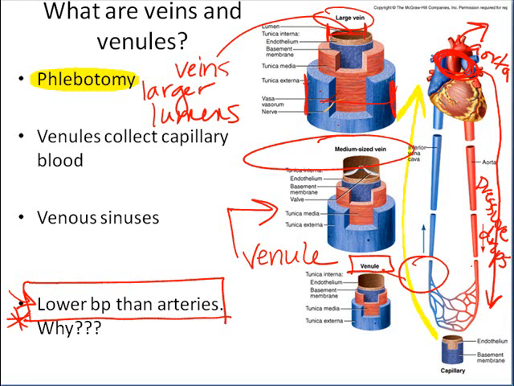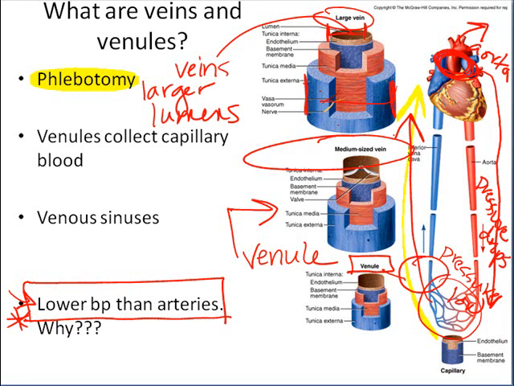So by the time we get to the capillary beds, the pressure is very, very low. It has to be low in those capillaries because the capillaries are only a single cell layer thick, and if the pressure of the blood were very high, it would just shred, rip apart those capillaries. So on the return route back to the heart, by the time we're exiting out of a capillary bed and into a venule, the blood pressure is extremely low.